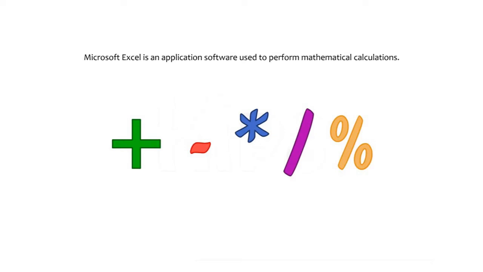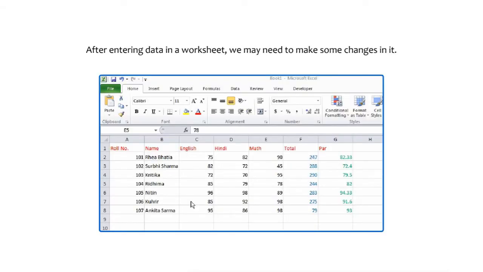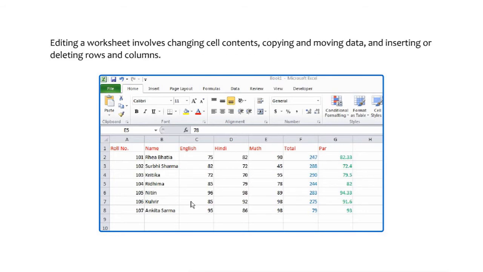Microsoft Excel is an application software used to perform mathematical calculations. After entering data in a worksheet, we may need to make some changes in it. We can add more data and edit its contents. Editing a worksheet involves changing cell contents, copying and moving data, and inserting or deleting rows and columns.